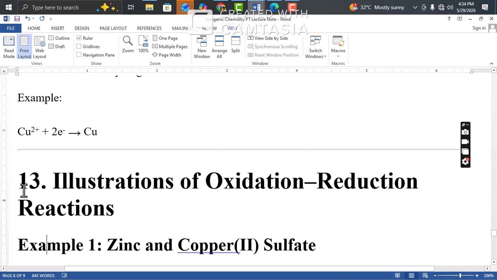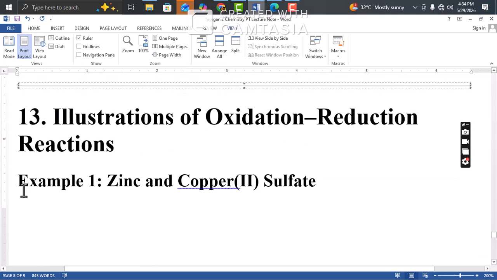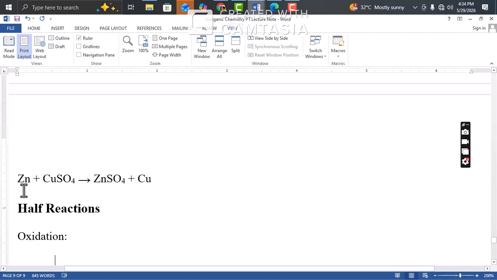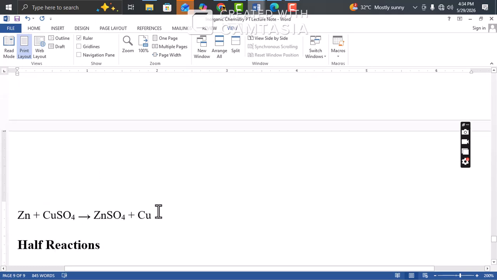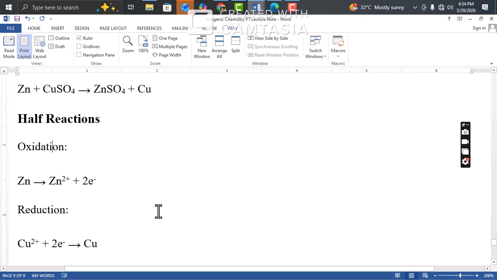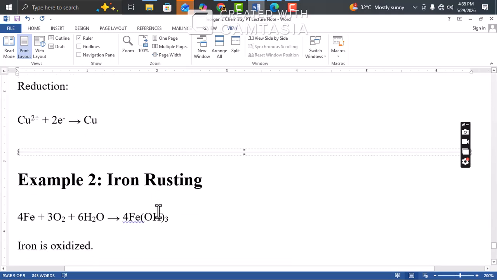Okay, so you can see illustrations of redox reactions where you see, for instance, zinc and copper. This is quite common. You can break this overall reaction down into two half reactions. One where you have oxidation, right? Two where you have reduction. An example would be iron rusting. For iron to rust, the iron must be oxidized. And see here it is oxidized, right? Oxygen is being added, and that is what you have there. So that's it for the note.